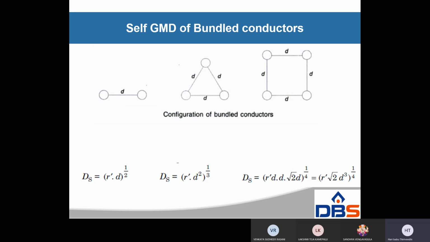Suppose it is like this: self is R dash, this conductor to this conductor the distance is D, and this to this is D. But this conductor to this conductor, by the Pythagoras theorem, hypotenuse square is equal to adjacent square plus opposite square, D square plus D square, that is root 2 D. So R dash, root 2 D, D square, D cubed, whole power 1 by 4, since there are 4 conductors. Like that you have to determine the self GMD.